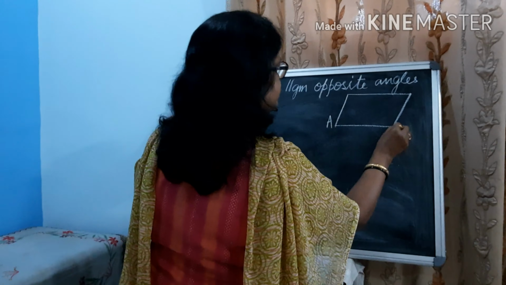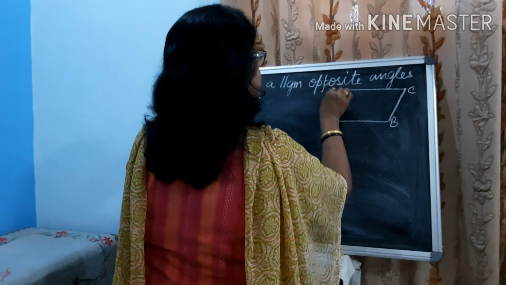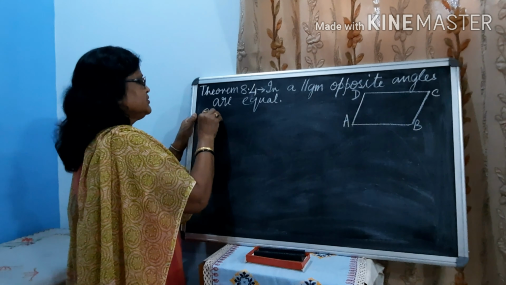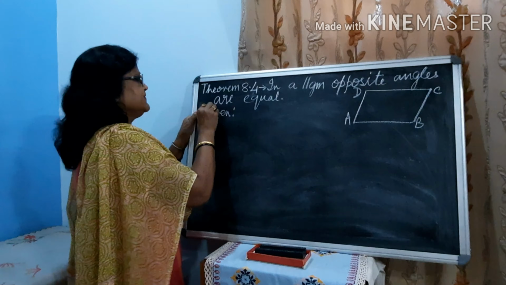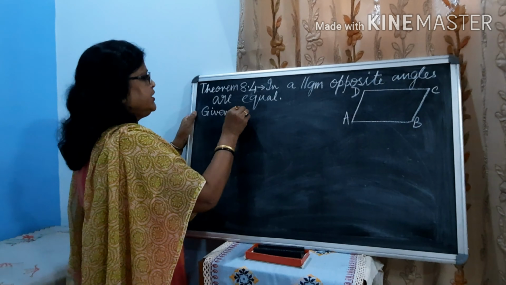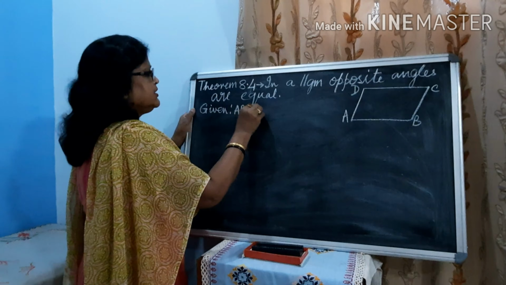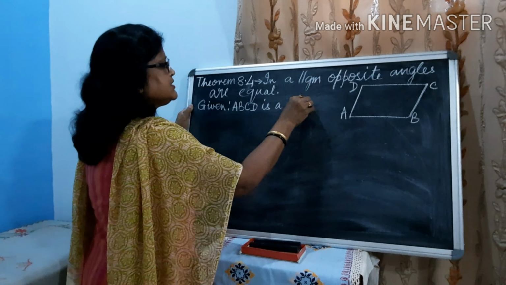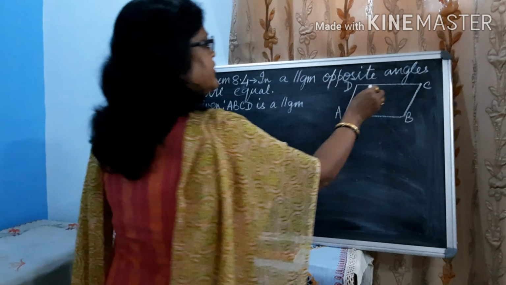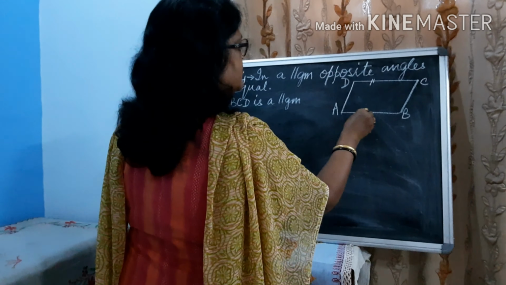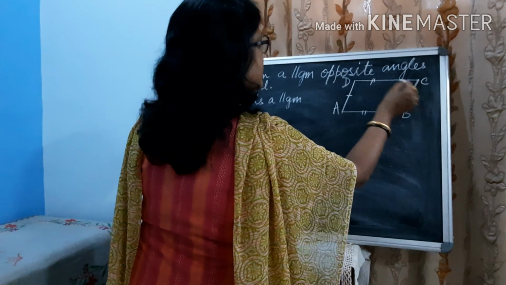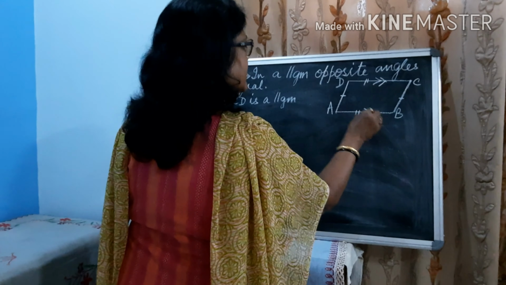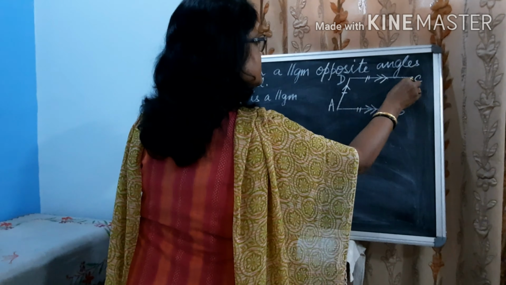Name it. Write down the given. ABCD is a parallelogram. What does it tell us, children? Let me give the symbol first. This is equal to this. This is equal to this, as well as this is parallel to this, and this one is parallel to this one, right?